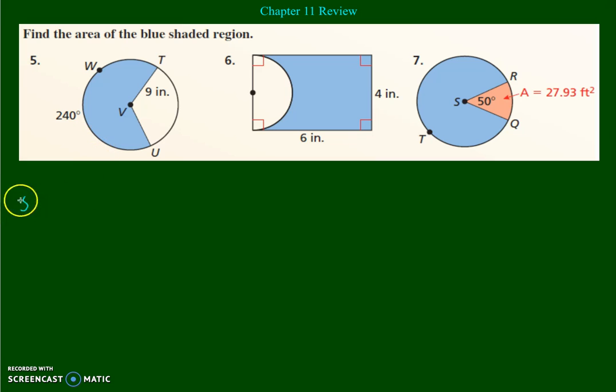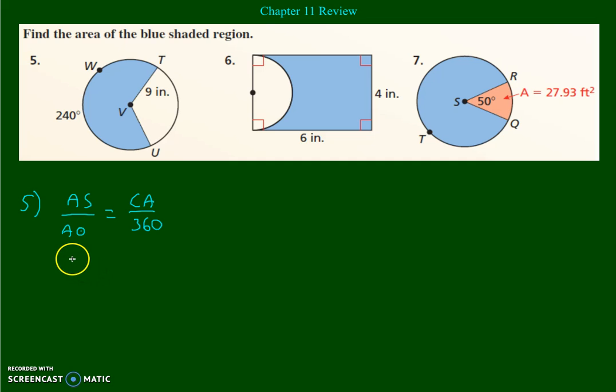So for number 5, area of a sector is to area of a circle as central angle is to 360. Very, very similar to arc length. In the arc length formula, we had arc length is to circumference, and the whole idea is part to whole. So this is part of the area to the whole area is part of the angle to the entire number of degrees in the circle. So part to whole, area, area, angle, angle.